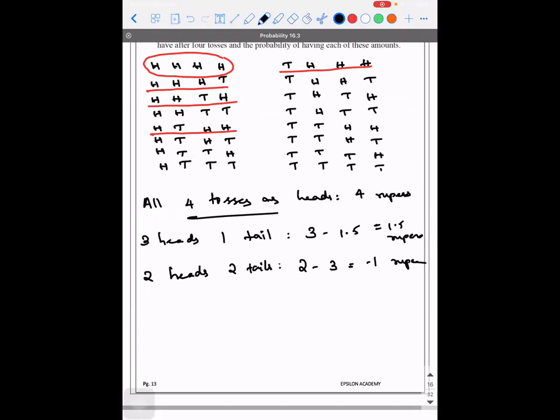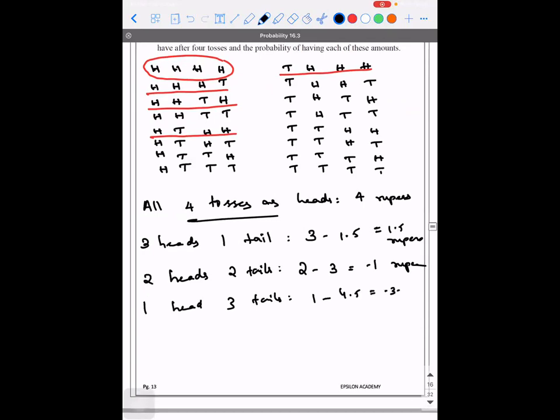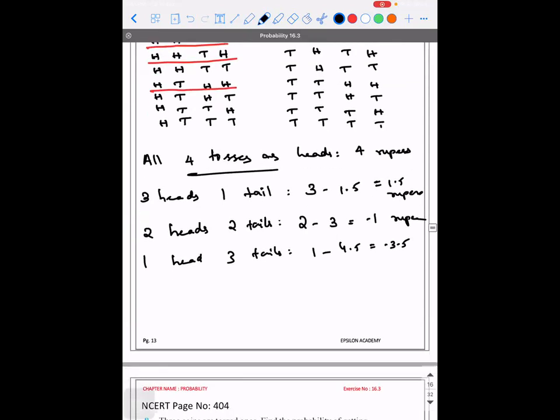If I get 1 head and 3 tails, 1 minus 4.5, there will be a loss of 3.5. If I get all tails, what will it be? Minus 6 rupees. So there will be a loss of 6, correct?